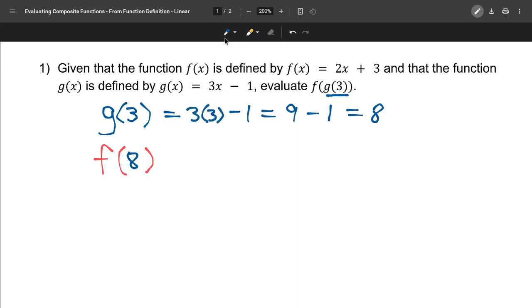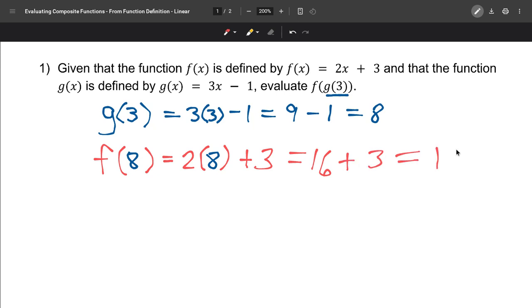All right. So f of x is 2x plus 3. So we're going to do 2 times 8 plus 3. All right. So 2 times 8, that's going to be 16. So this is going to be 16 plus 3. So our solution is going to be 19. That's f of g of 3. Okay, let's look at a few more.